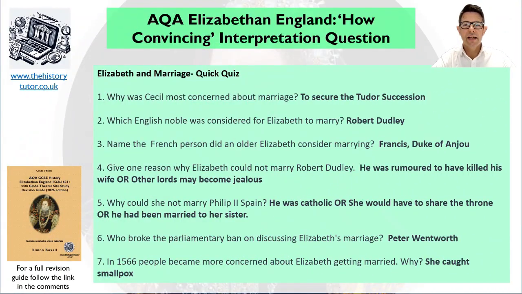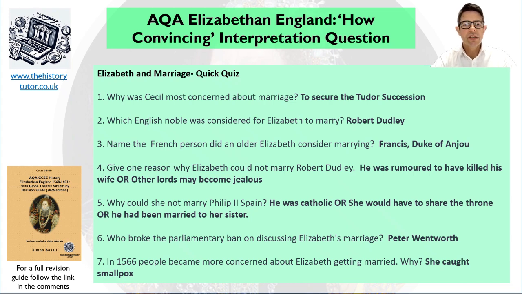Okay, so here are the answers then. So why was Cecil most concerned about marriage? And obviously, marriage is really important as a problem because it's about succession. So Elizabeth without children means that her reign lacks authority, and people could lead rebellions to overthrow her.